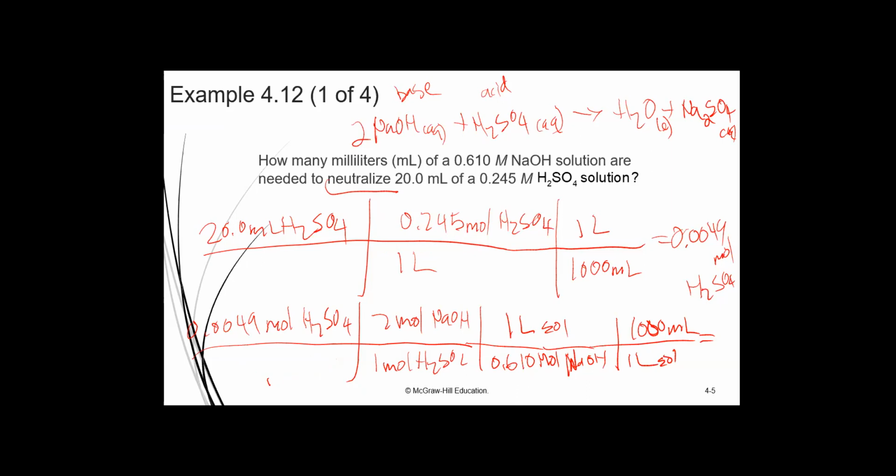So we should have a total of 16.1 milliliters NaOH. Okay.